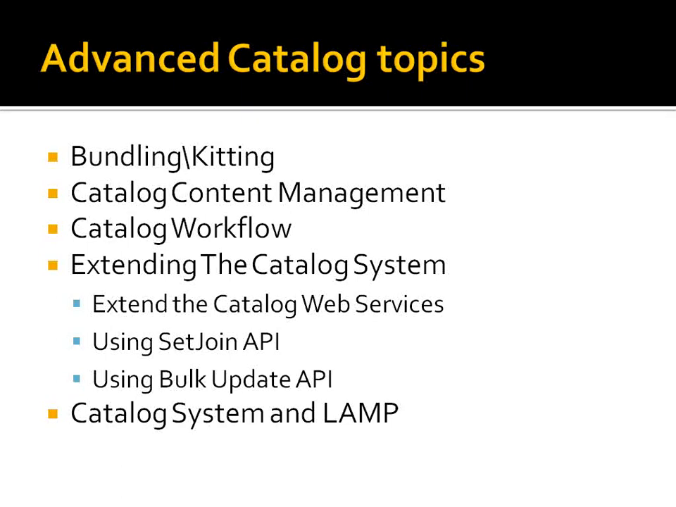So far we have not discussed it. The SetJoin API allows you to join the product catalog data with an external table or view. When Service Pack 1 of Commerce Server is released, an additional SQL object will be supported, that's using tabular functions. We will also talk about using the bulk update API. What if you need to access the catalog system from other languages or systems? I will show you how you can do that. So let's see a demo of the features we just talked about.